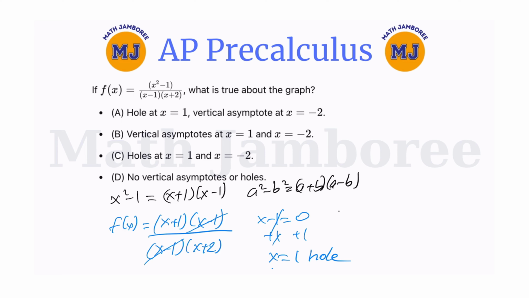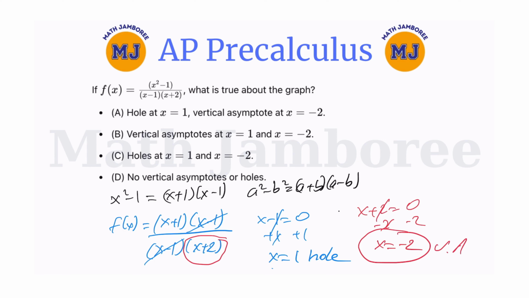What about the vertical asymptote? The vertical asymptote is all about the denominator. So we don't have anything to cancel x plus 2 in the numerator. You've got to make sure about that. So take away 2 from both sides. X equals negative 2 is the vertical asymptote.